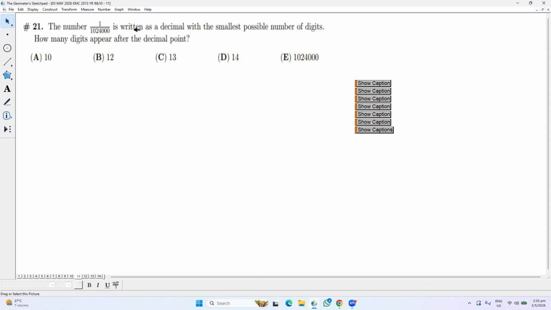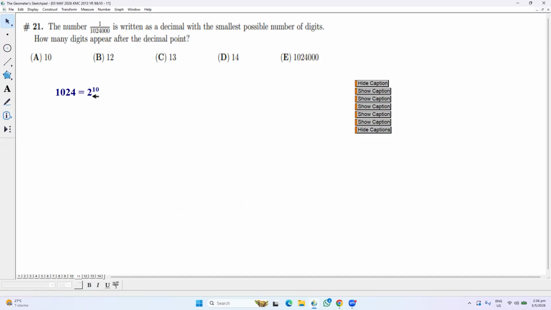1 over 1,024,000 is written as a decimal with the smallest possible number of digits. How many digits appear after the decimal point? To find the exact value will be very troublesome and take a lot of tedious calculation. So we must find a better method.